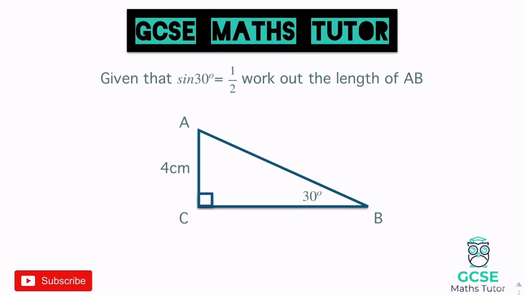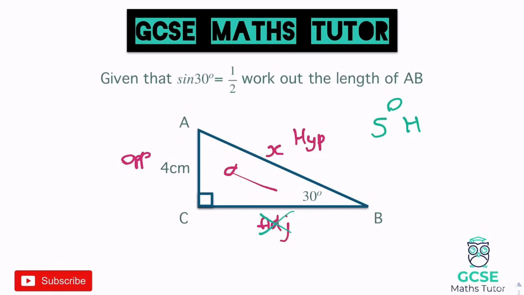So this question says, given that sine 30 is 1/2, which hopefully we know anyway, work out the length of AB, and AB is this side here. So let's label this triangle up. We've got the opposite, we've got the hypotenuse, which it's asking us to look for, and this is our adjacent again. Now again, we're not going to use the adjacent here, we're just going to use O and H. And if we remember our little formula, look, SOH has the O and the H in, and we're looking for the hypotenuse. There we go.